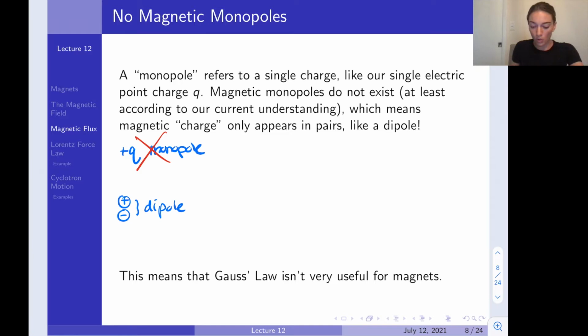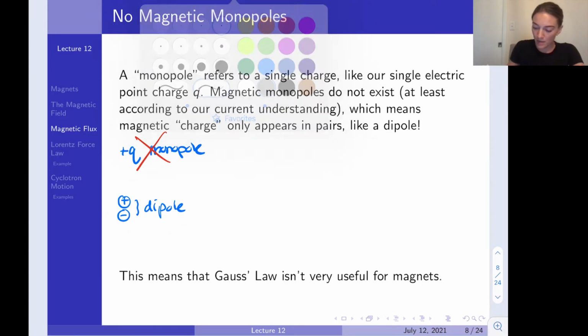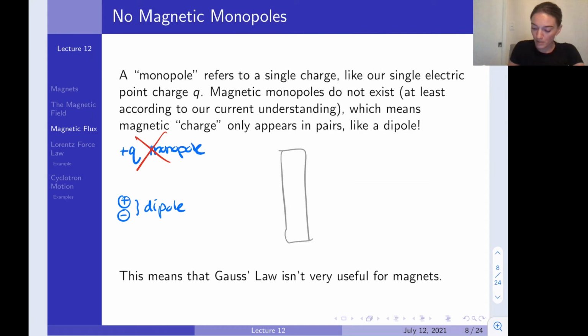Magnetic charges only appear as dipoles, which is why if you have a bar magnet with a north and south pole, and let's say you break this magnet into two smaller magnets, so you just break it in half, it'll just break into another north and south pole. So you can never get magnetic monopoles just by themselves. You'll never see just a north pole or just a south pole. It will always be that dipole configuration.